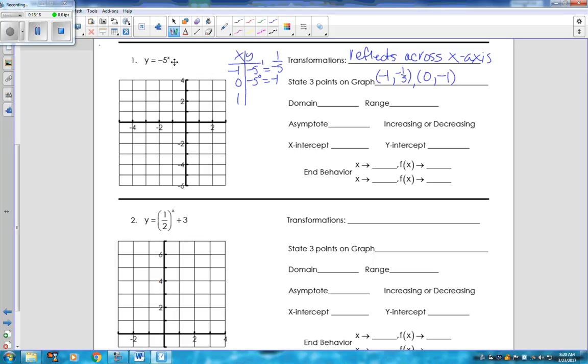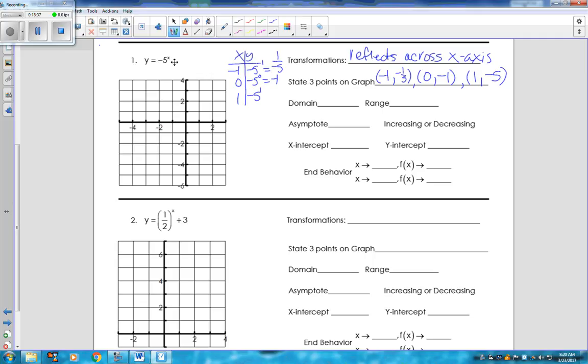And now 1. -5 to the first power is -5. All right, there's 3 points. Your 3 points might not match my 3 points. I always put in -1, 0, and 1, and if it gets too messy, I might put in something else.